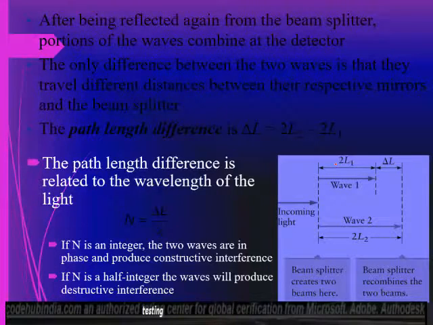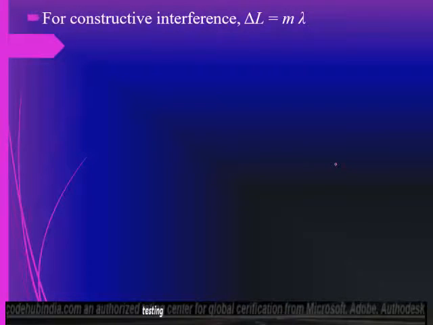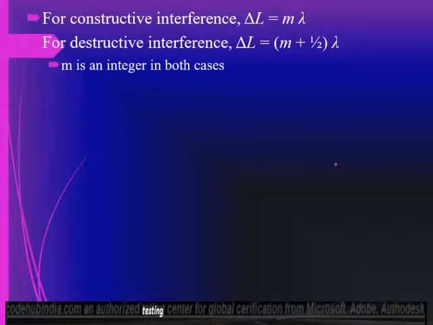If N is an integer, then the waves are in phase and produce constructive interference. If N is a half integer, the waves will produce destructive interference. It's clear. So ΔL is a multiple of the wavelength. This is the assumption of keeping the two mirrors at 90 degrees; in fact, it is not exact. For constructive interference ΔL equals mλ, but for destructive interference ΔL equals (m plus 1/2)λ. m is an integer in both.